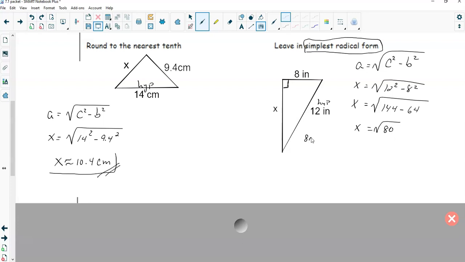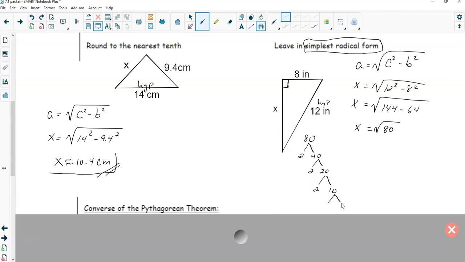If you're going to do it like this, you could say, well, 80, that's 2 times 40. 40 is 2 times 20. Notice 2 is already a prime number, 20 is not. This one is 2 times 10, right? And this one is 2 times 5. In other words, you got 1, 2, 3, 4, and then a 5, right? So that's 2 to the 4th power times 5.